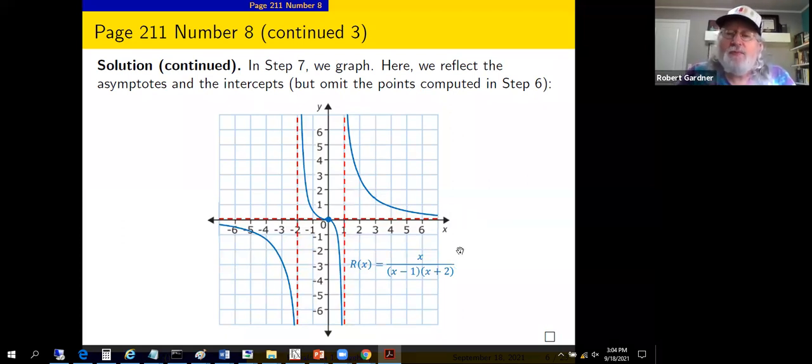But this function, this graph, certainly satisfies all the conditions that we know about the graph in terms of asymptotes, in terms of above and below the x-axis, and in terms of intercepts. So that graph's got to be pretty close to what this function looks like. Let's do another one.